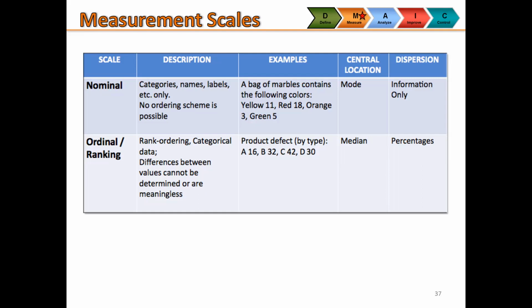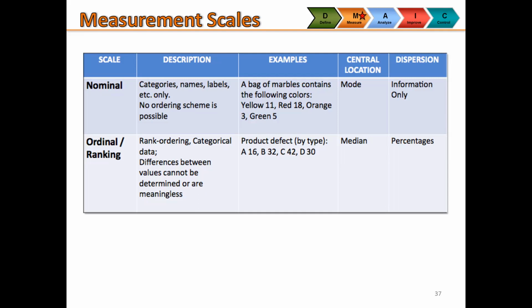Now, ordinal ranking is a little bit more, and it's used to label variables that have a natural order but no quantifiable difference between the values, like satisfaction level. Very satisfied, satisfied, unsatisfied, extremely satisfied, something like that. Product defect by type, and the central location there is the median, which is the one in the middle of all the data that's collected and measured. And the dispersion, how do we measure dispersion? Is with percentages. So 50% of the people said that they're very satisfied. So that's what we get out of ordinal or ranking measurement scales.